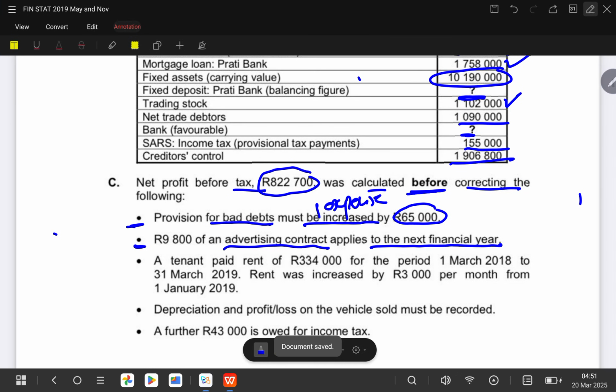And then the next item says that a tenant paid rent of 334,000 for the period 1 March 2018 to 31 March 2019.